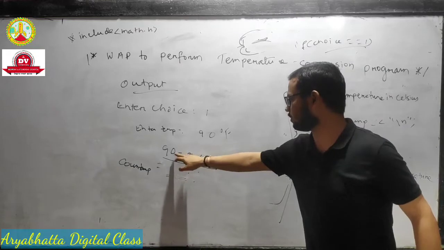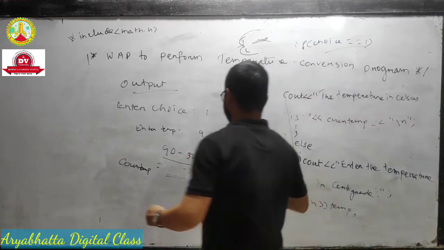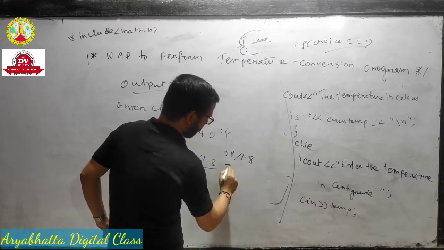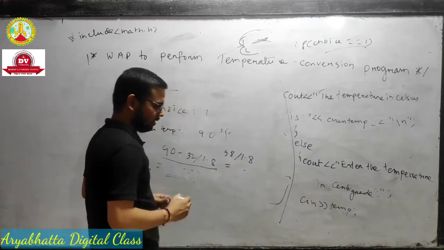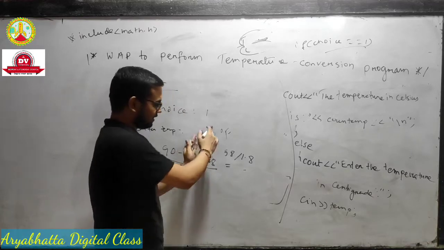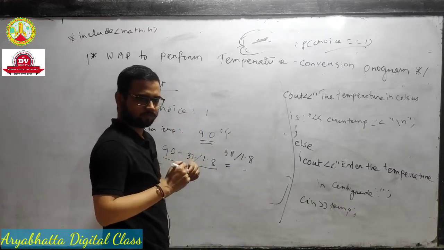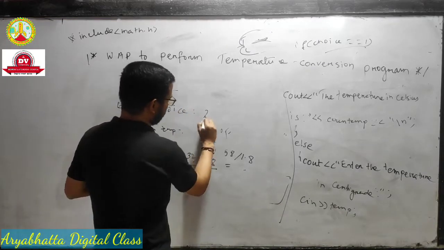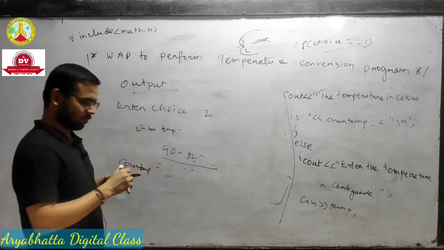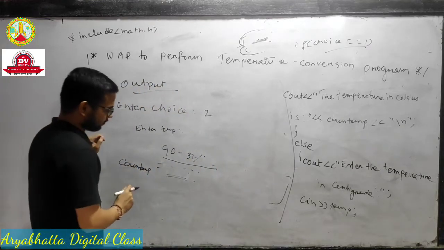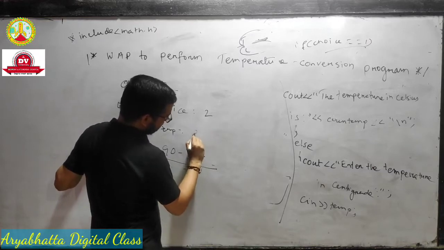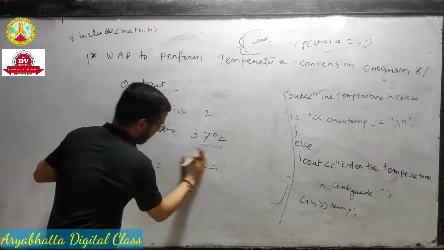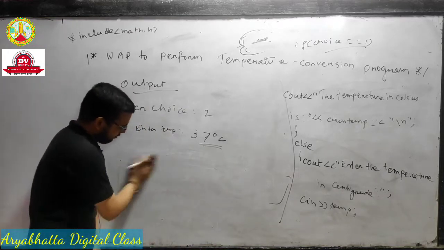That's why we use 90 minus 32 divided by 1.8, which means 90 minus 32 is 58, divided by 1.8 gives something. This comes out as a point number, and it is automatically less than the Fahrenheit value. Okay, and if we choose choice 2, choice 2 means the second option, centigrade to Fahrenheit. Suppose we take 37 degrees centigrade, which is actually our body temperature. 37 degrees centigrade, we take the value.